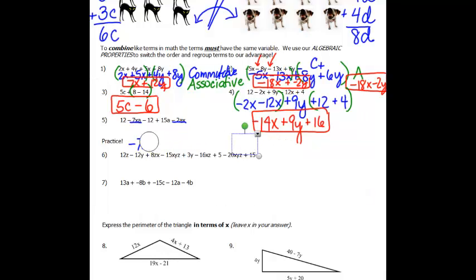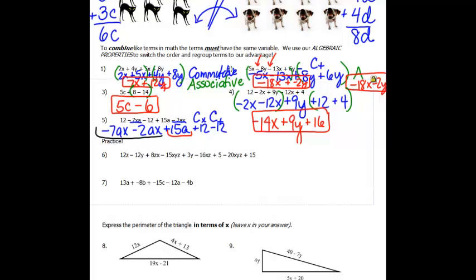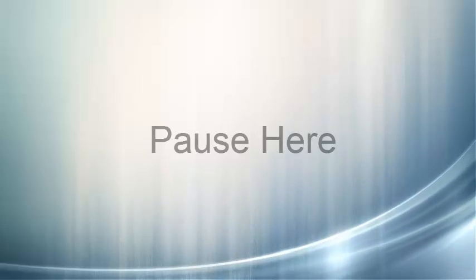Now I can combine those like terms, and now I'm going to switch these. So I'm using commutative of multiplication and commutative of addition here, and I'm going to switch them around. So I'm going to get negative 7ax minus 2ax plus 15a plus 12 minus 12. Then I'm going to combine my like terms. So I have these guys that are like terms. This guy doesn't have anybody who's like him. And these guys are like terms. As you can see, I would get negative 9ax plus 15a, because the 12 and the negative 12 cancel each other out. Why don't you try 6 and 7 on your own?